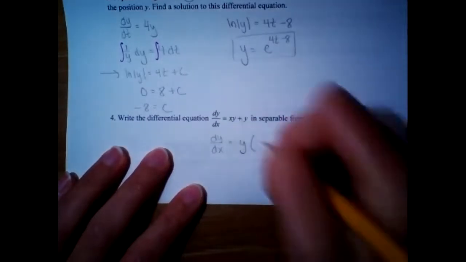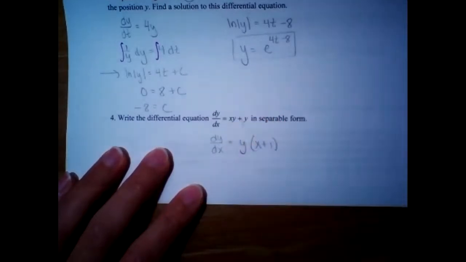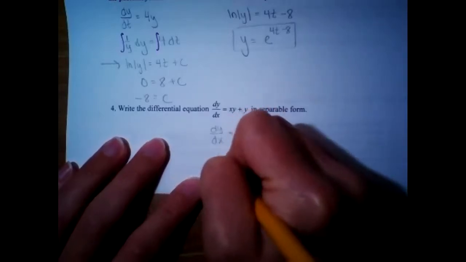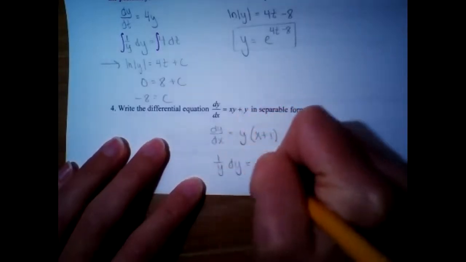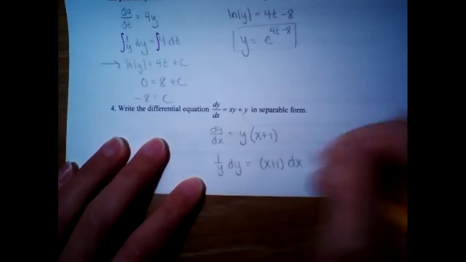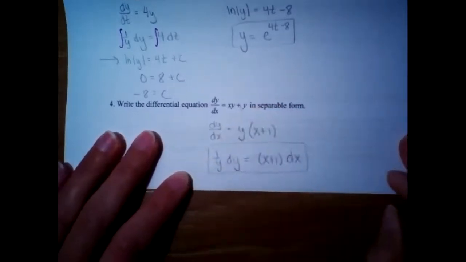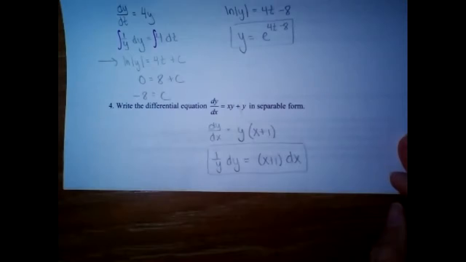So if you divide out y, you'd be left with x plus 1. And then to separate this, you would divide over the y and then multiply over the dx. And then that's it. We've separated it. You don't need to go any further. It's just separate the variables. So basically just do like the first step of the problem.